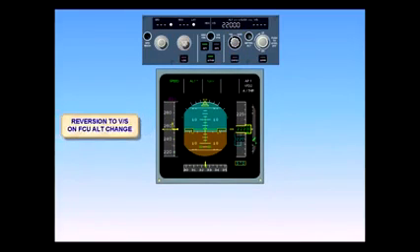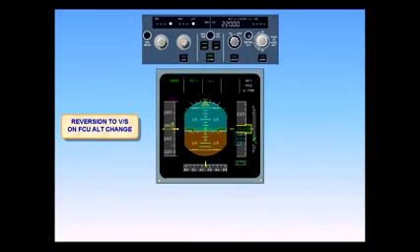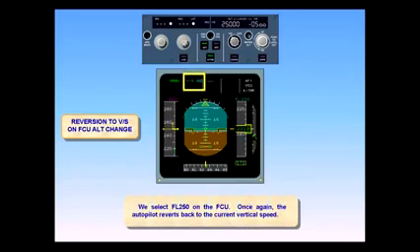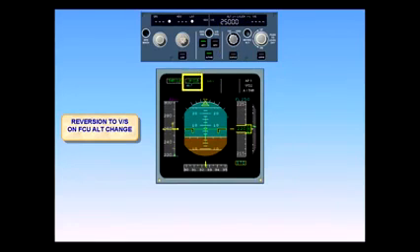Same scenario, we are just capturing the target altitude, Alt star green, when ATC clears us back up to flight level 250. We select flight level 250 on the FCU. Once again, the autopilot reverts back to the current vertical speed. Again, it is up to the pilot to decide how to regain altitude target, by pulling the altitude selector to engage open climb, or by selecting a vertical speed.